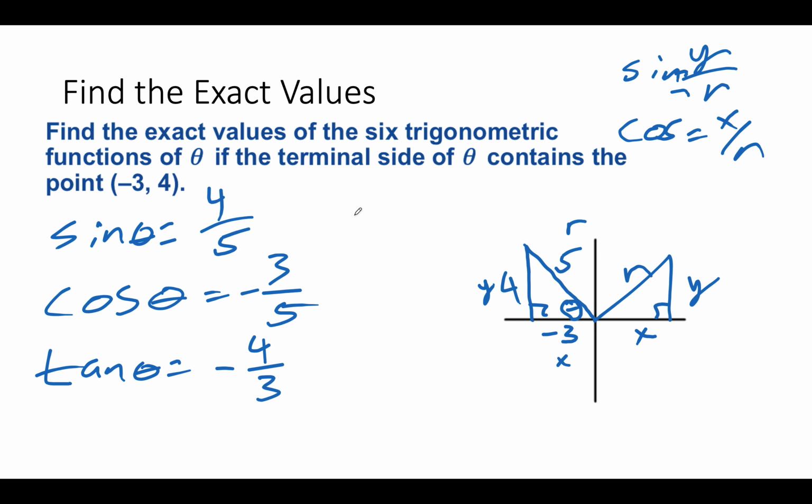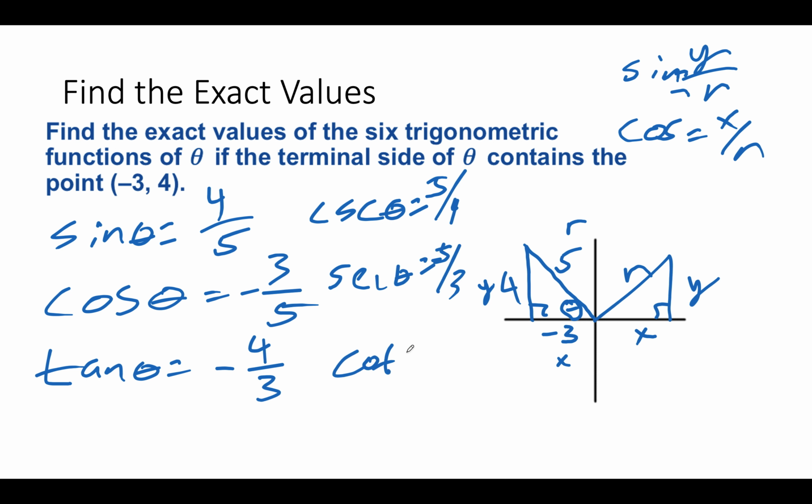And the tangent is opposite over adjacent, and so sine is positive in quadrant 2, and tangent and cosine are negative. And then can you flip those over? Cosecant, flip it, 5/4. Secant, flip it, negative 5/3. Cotangent, flip it, negative 3/4. And you're good.